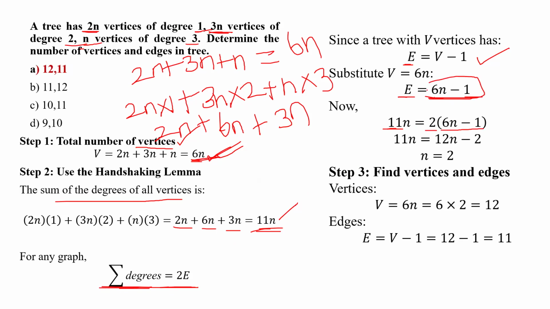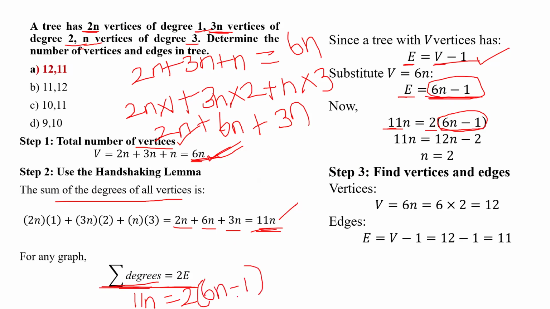6n minus 1 is the E value. I'm applying 6n minus 1. Again, the summation of degree we got is 11n, equal to 2 into the edges. For edges we applied the formula E equals V minus 1, and instead of V we applied 6n minus 1. So I got the value 6n minus 1.